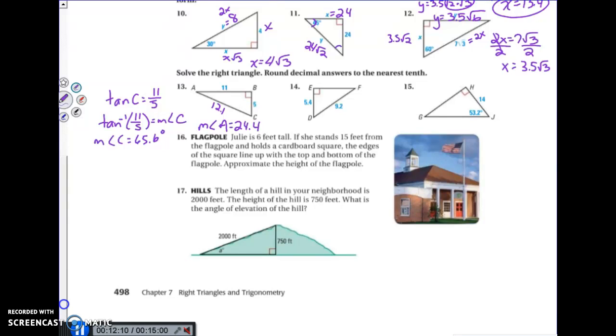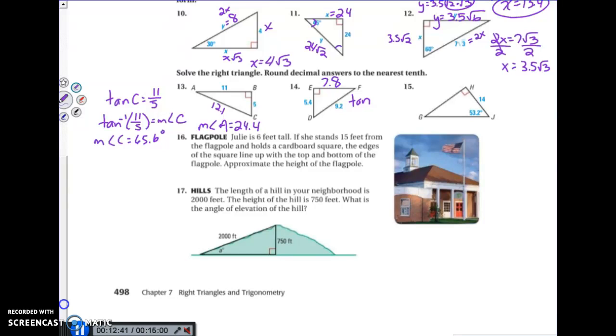Number 14, same exact setup. You are given two sides, and you need to find the last side. I used Pythagorean Theorem, and I found out that this was 7.8. You could use trigonometry if you wanted to, but I thought that was the better way to go. Then what I did was, I don't know why I used tangent again. I should have used cosine, or sine. But I did the tangent.